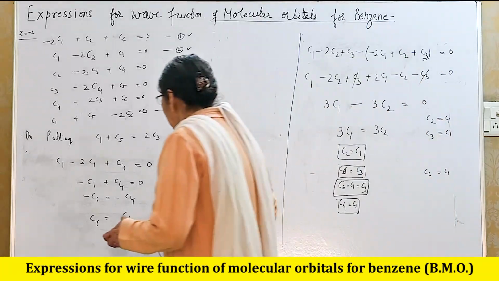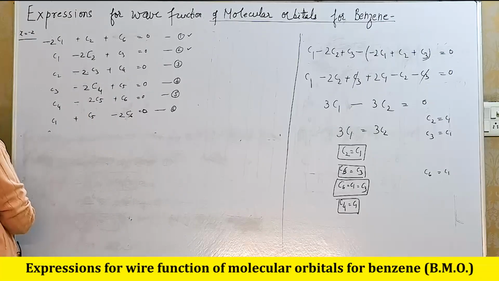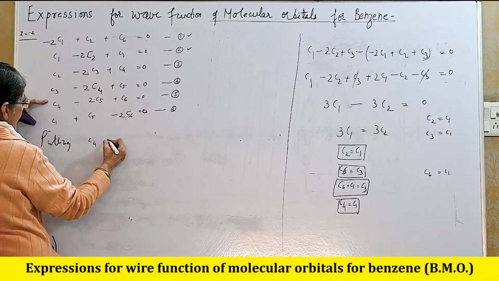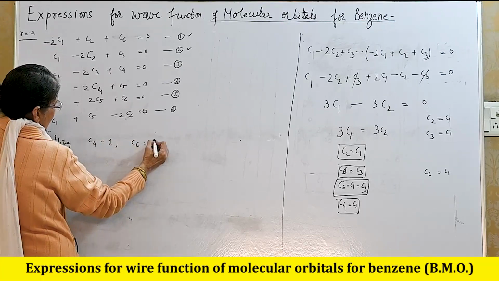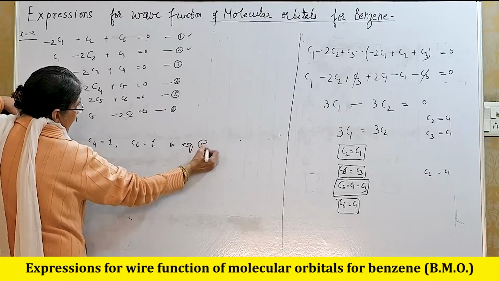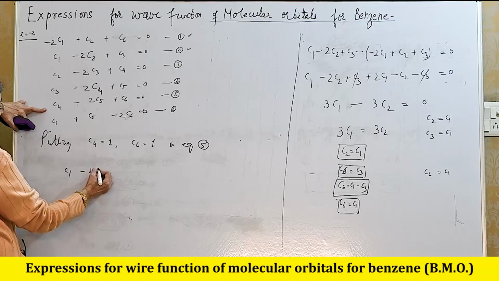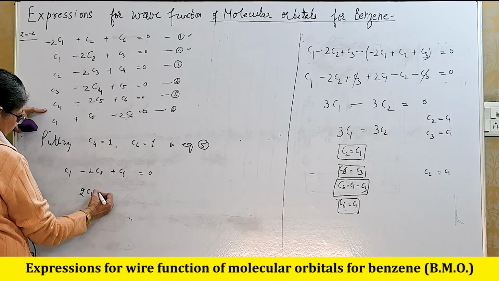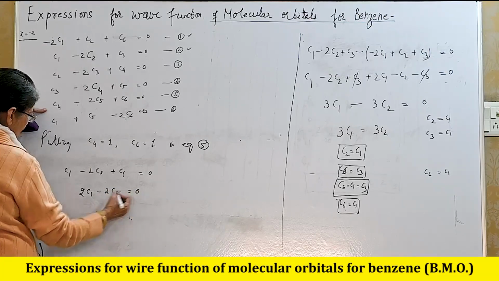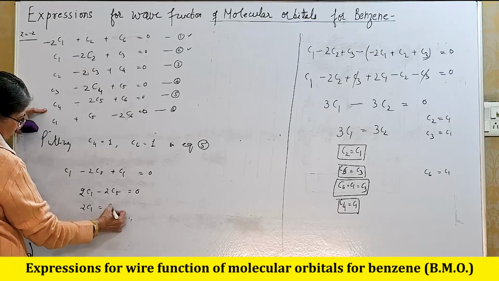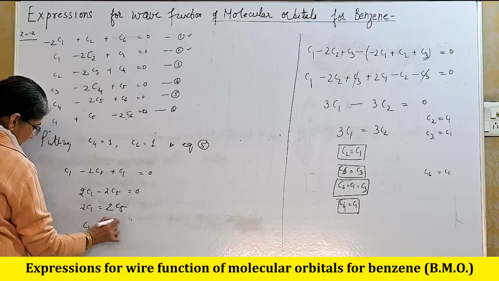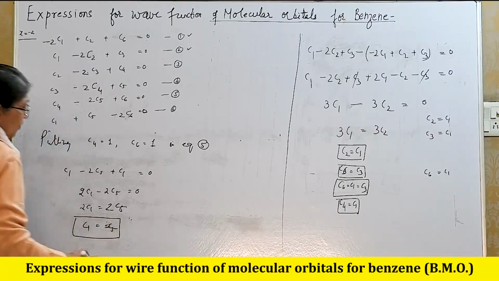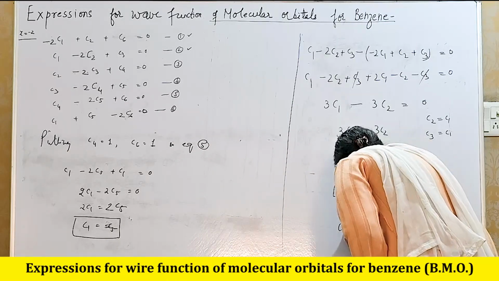And finally, putting C4 equal to C1 and C6 equal to C1 in equation 5, we get C1 minus 2C5 plus C1 is equal to 0, or 2C1 minus 2C5 equals 0. Therefore, 2C1 is equal to 2C5. Therefore, C1 is equal to C5. This is another relationship we have got, C5 is equal to C1.